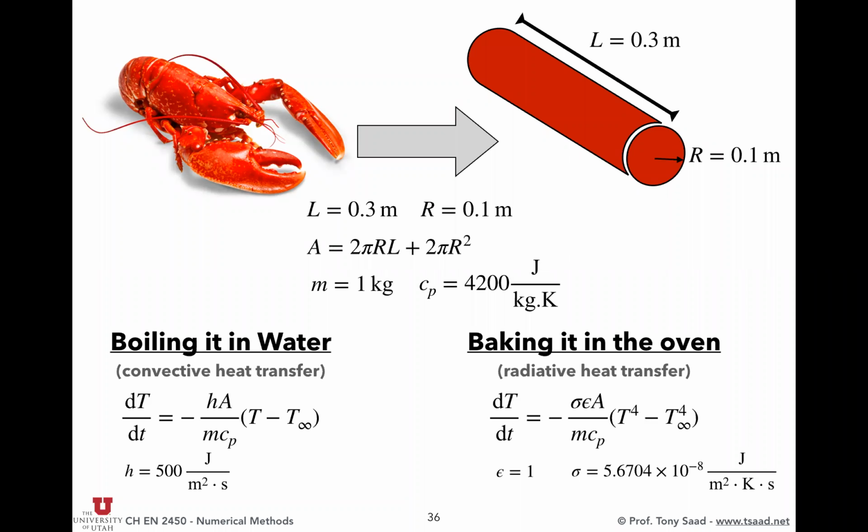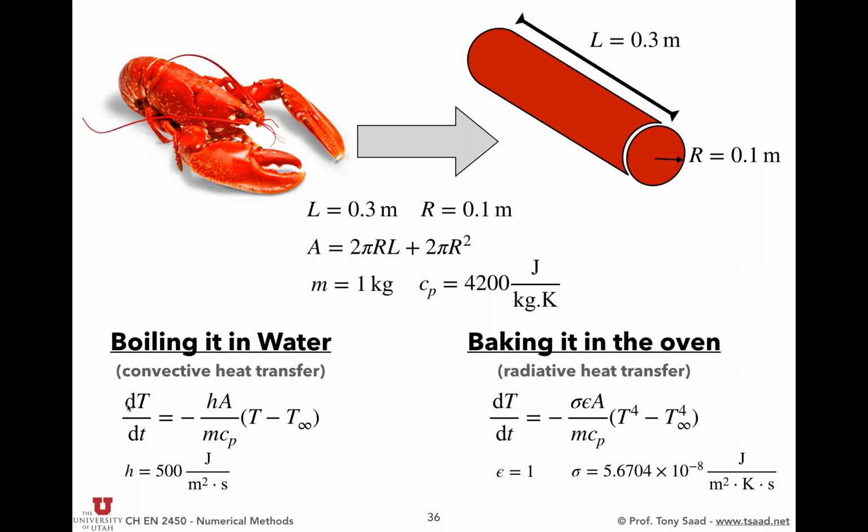But then you notice these two equations look at the rate of change of the temperature as a function of time. So on the left-hand side, we're looking at dT/dt, the rate of change of the temperature with respect to time. But the right-hand side is different for boiling it in water versus baking it in the oven. In the first case, boiling it in water, you see this coefficient, hA over mCp, don't worry about that for a second, times T minus T infinity, okay?